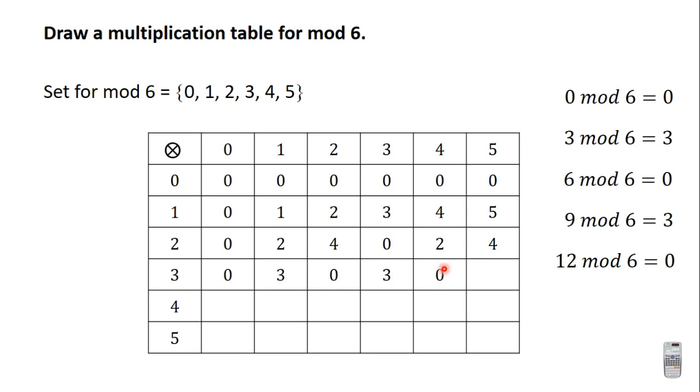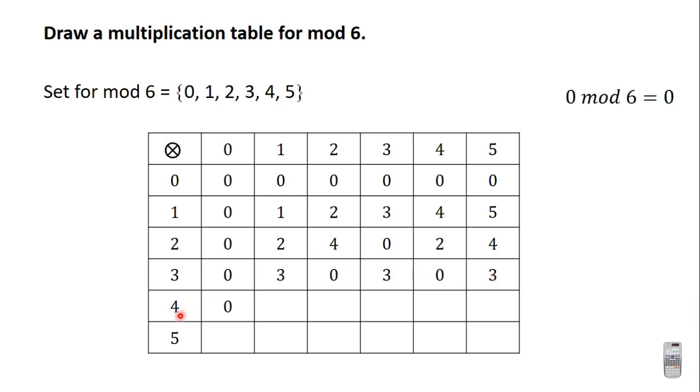So you write the remainder. So 12 mode 6 is 0. 3 times 5 is 15. 15 mode 6 is 3. You divide 15 by 6, you have 2 remainder 3. So 15 mode 6 is 3. Let's move on to the next row.